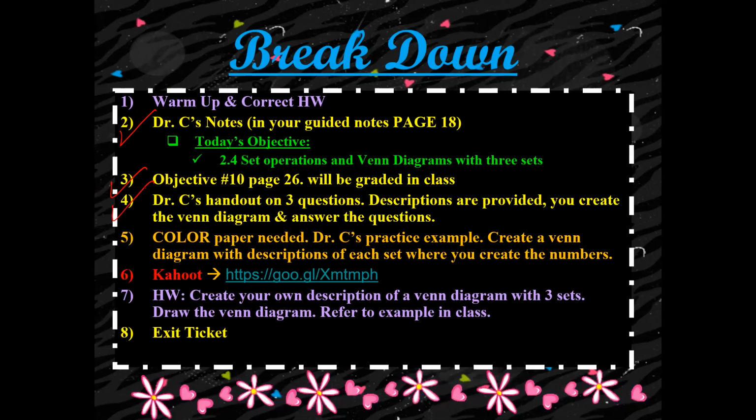We're going to go over 3 different questions. I have a Kahoot on this that you guys can start on your own. And your homework tonight is just basically create your own description of a Venn diagram with 3 sets, draw the Venn diagram, refer to the 3 examples we're going to go over in class.